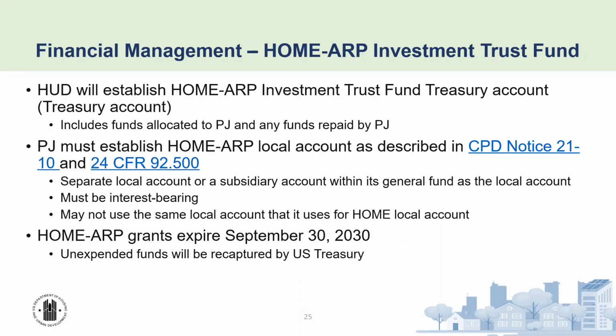Again, and one question we've received numerous times over the past 2 weeks, and you've heard us say this a few times today, all HOME-ARP grants expire on September 30th, 2030. And any funds remaining in the PJ's Treasury account at that time will be recaptured by the United States Treasury. Neither the PJ nor HUD can prevent that recapture. So it's absolutely critical that all HOME-ARP funds are expended by that date. Next slide, please.